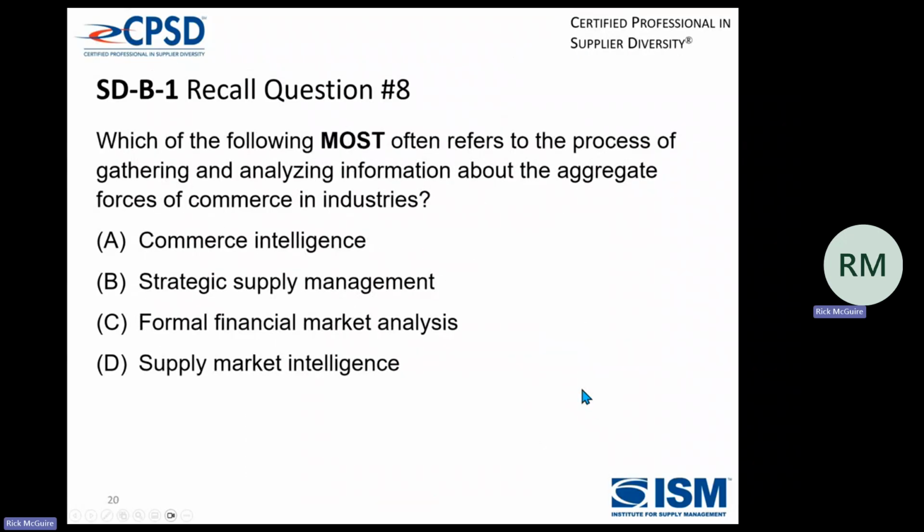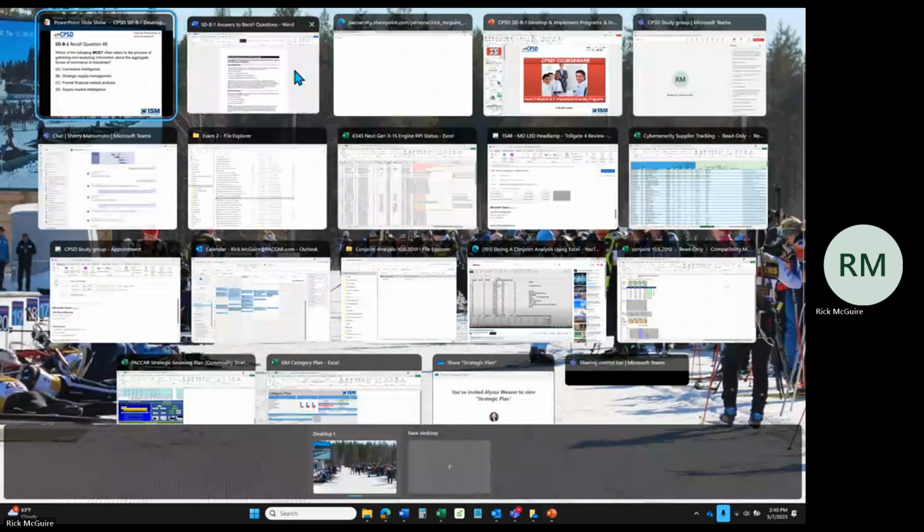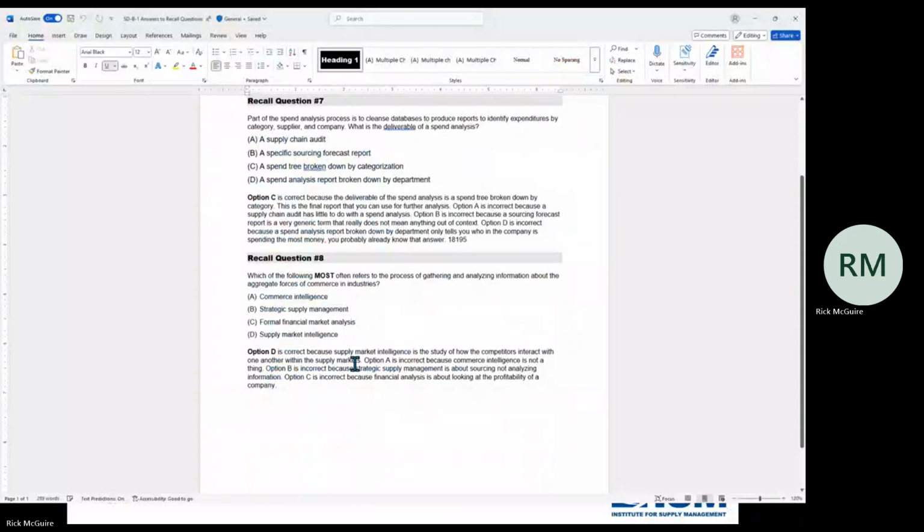All right, next question. Which of the following most often refers to the process of gathering and analyzing information about the aggregate forces of commerce in industries? Commerce intelligence? No, that's half right. Strategic supply management? Nope. Formal financial market analysis? Nope. Supply market intelligence. That sounds like the one. Yep, supply market intelligence.